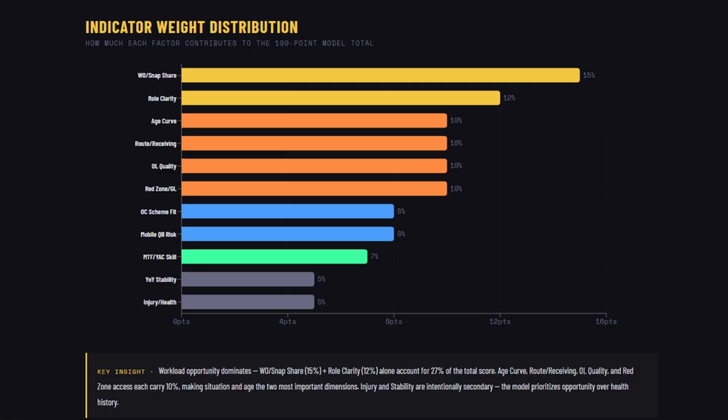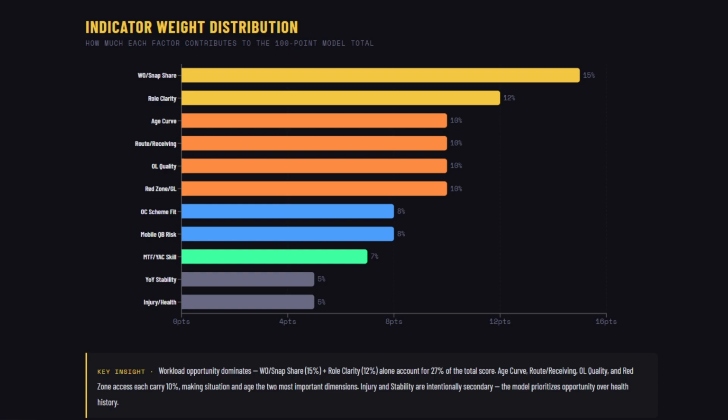O-line quality, you've got to have a good O-line to have production. We saw last year with Ashton Jeanty, it was completely not his problem that he did not have good production. His O-line was just so terrible. This year he gets an updated O-line, and we'll get into that later. Red zone usage. At the end of the day, if you're getting red zone carries, you're going to get touchdowns. Touchdowns equals points. Pretty simple as that.